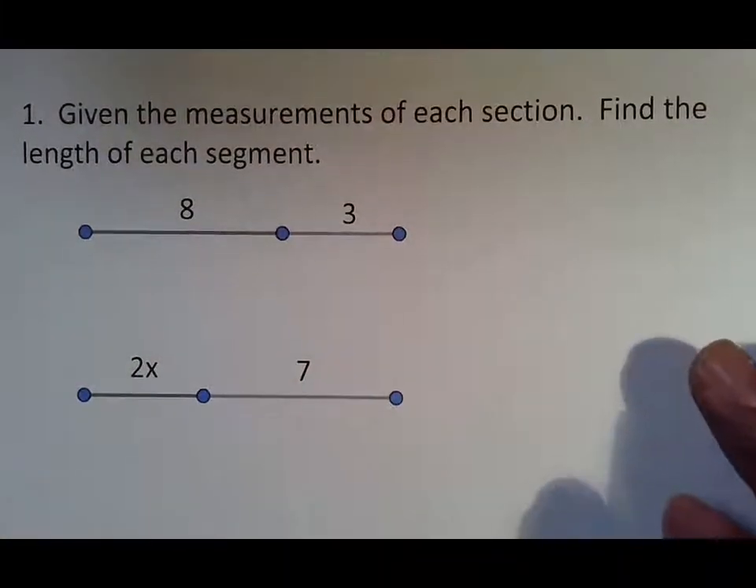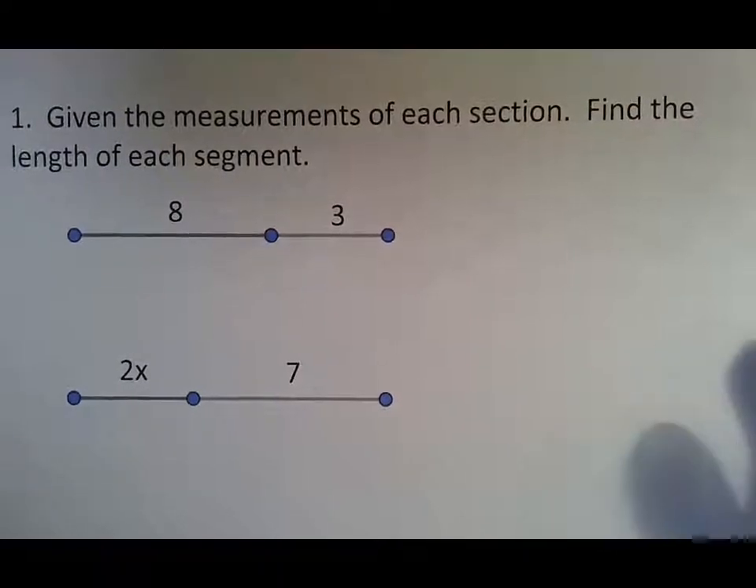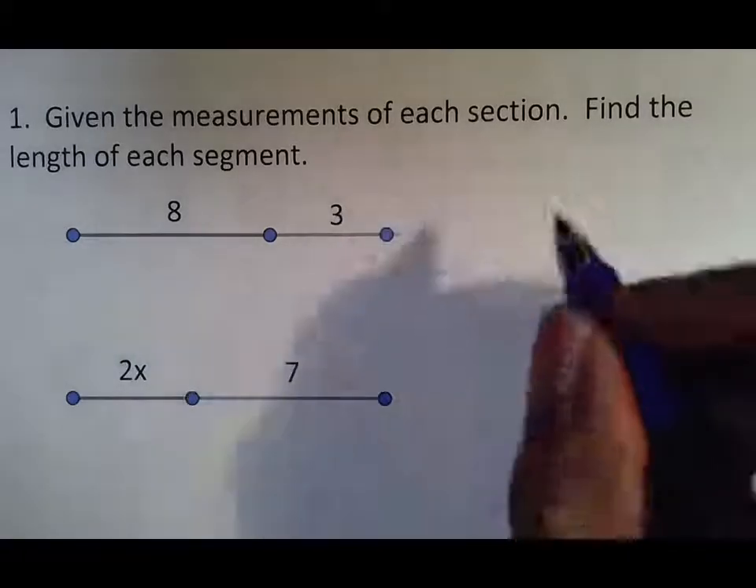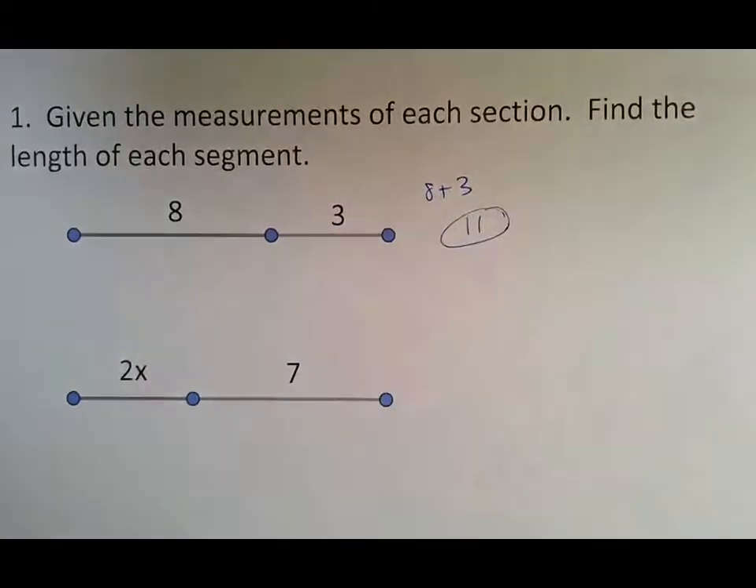Today's bell ringer gets into a little bit of what you would call geometry. You want to find the length of the segment. If this piece from here to here is 8 and this piece from here to here is 3, then the overall length should be 8 plus 3, which is 11. So that would be your length.